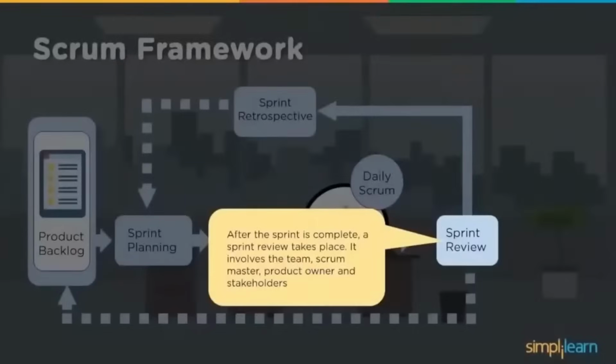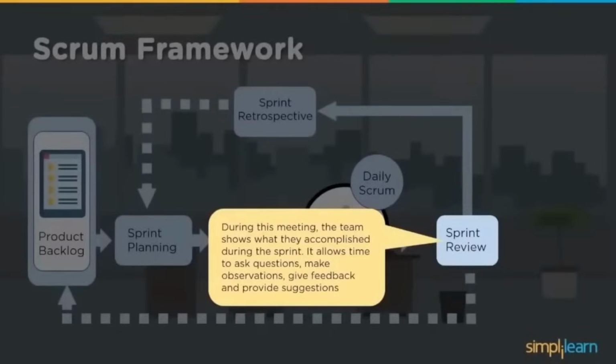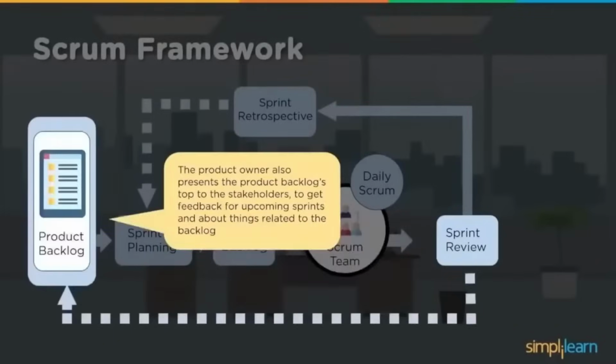Then the sprint review happens when the sprint is complete. It involves the team, the Scrum Master, the product owner and stakeholders, to understand what was agreed upon and what is being delivered. So, is it fulfilled in its entirety as discussed? During this meeting, the team shows what they accomplished during the sprint. It allows time to ask questions, make observations, give feedback and provide suggestions. Then the product owner also presents the product backlog and talks to the stakeholders to get feedback for upcoming sprints and about things related to the backlog.